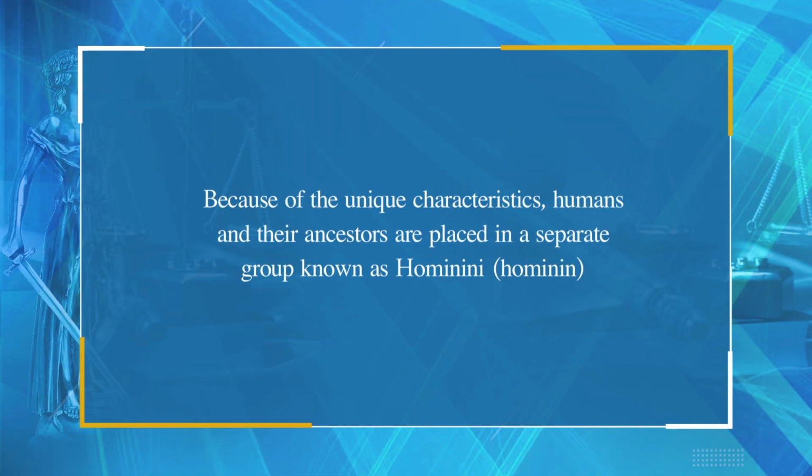Similarities in their evolutionary histories have led to the classification of humans, chimpanzees, gorillas, and orangutans into the same family, Hominidae. Sometimes just orangutans are mentioned while talking about the Ponginae subfamily, which also includes gorillas and chimpanzees, but not humans. Because of their unique characteristics, humans and their ancestors are placed in a separate group, which is known as the hominini or the hominin.